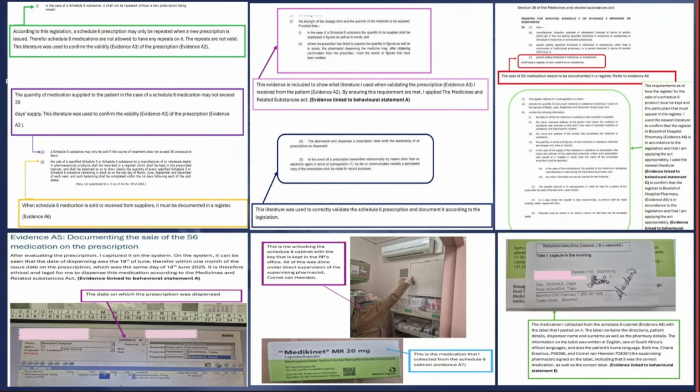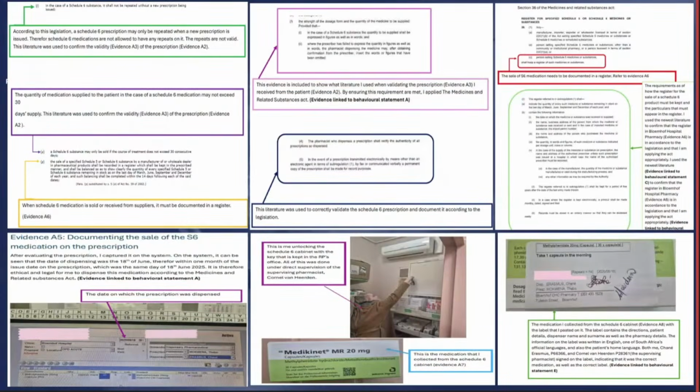A screenshot of the dispensing program was provided in terms of documentation of the sale. And then on the top right corner, there's Section 36 of the Medicines Act, which relays the sale of Schedule 6 medication that needs to be documented into a register and gives us all of the information that goes into a register.